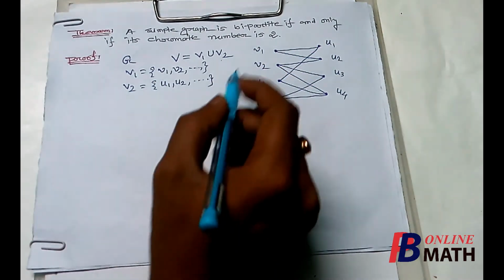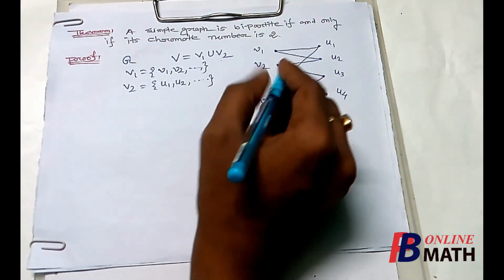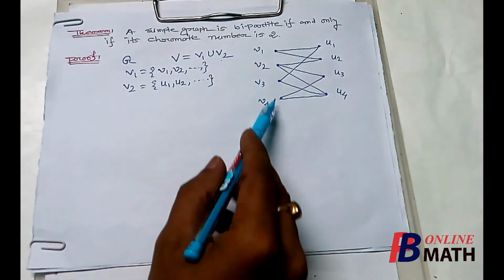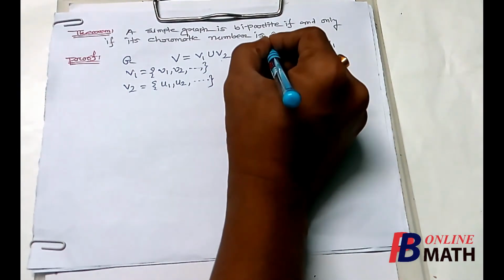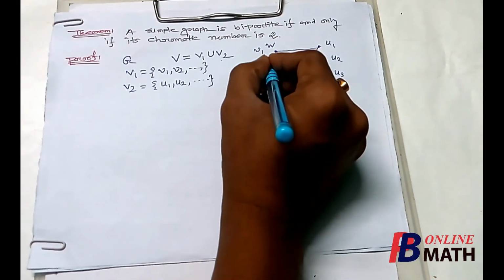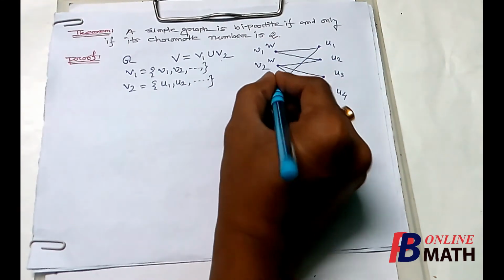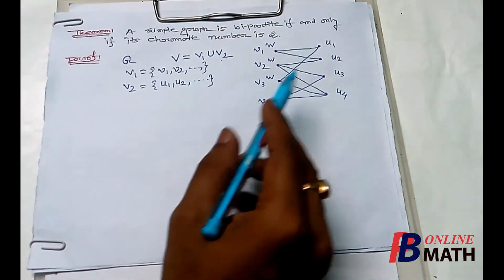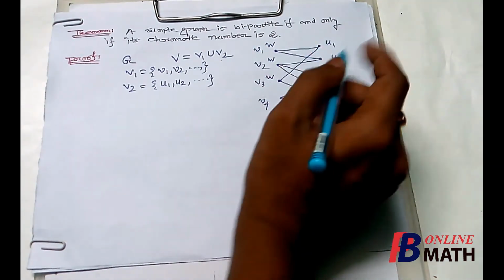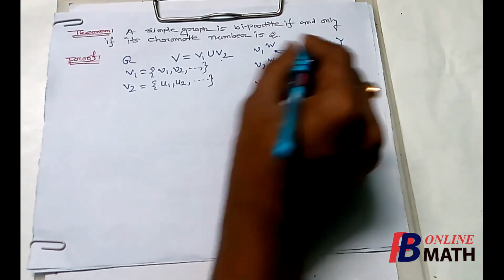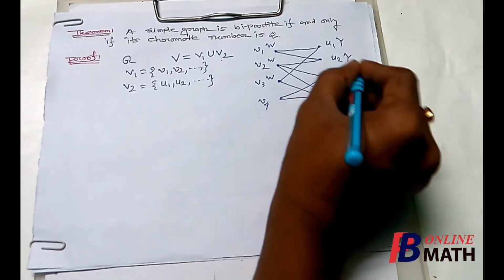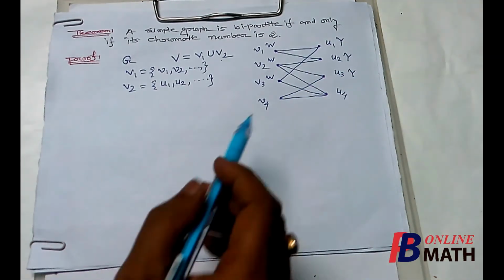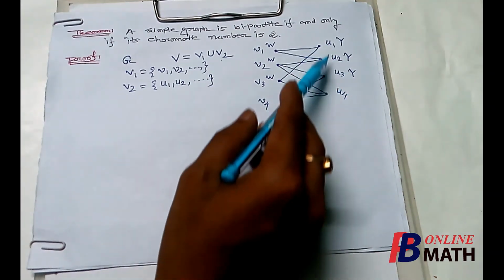So we can assign the same color to all the vertices of V1 because these vertices are not adjacent. Suppose we assign white color to v1, also white color to v2, white color to v3, etc. because these vertices are not adjacent. And we can assign yellow color to vertex e1 and also yellow color to e2, yellow color to e3, etc. because no two vertices of V2 are adjacent.